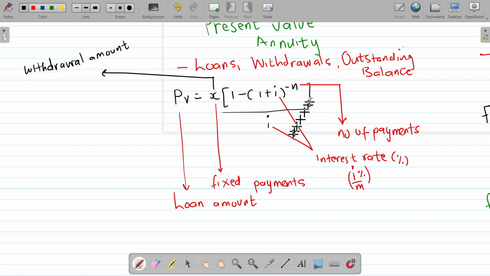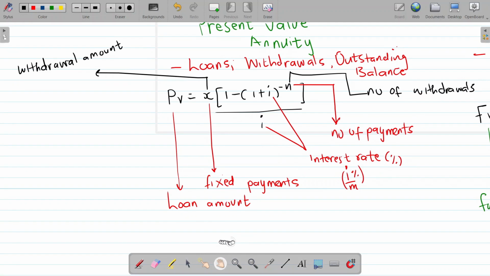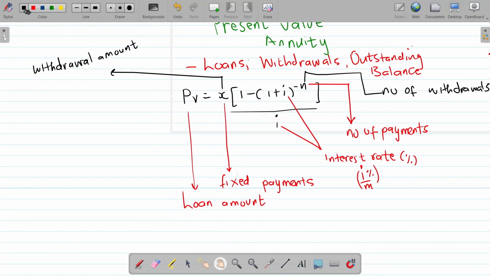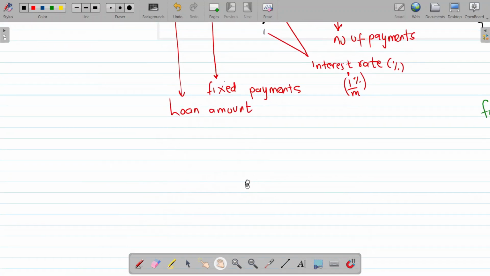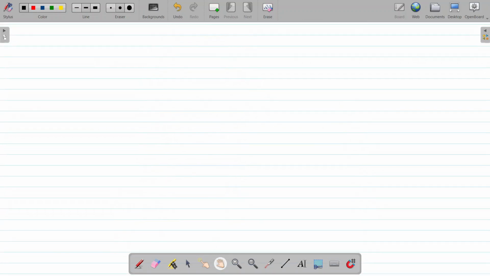And then N over here would be your number of withdrawals. This is when we're using the future present value for withdrawals. This is when we're using the present value for withdrawals. Your I is your interest rate, of course. Okay, cool. Now let's head over to when we use it as the balance on the loan.